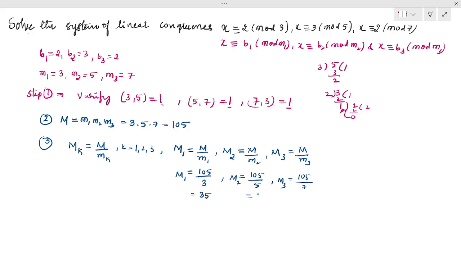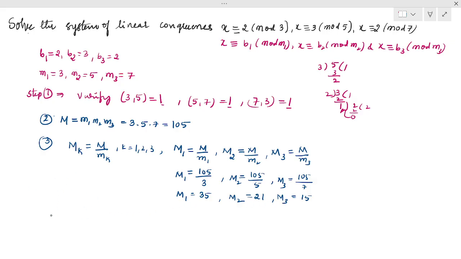Here you will get 21. Okay, 5 2s are... 5 1s are... Again here you will get 15. 15 7s are 105. So therefore capital M1 is 35, capital M2 is 21 and capital M3 is 15.